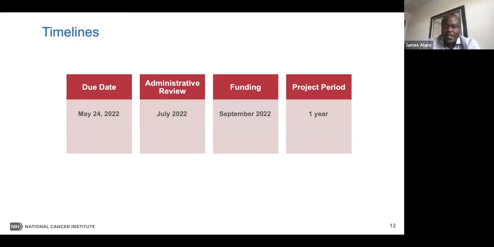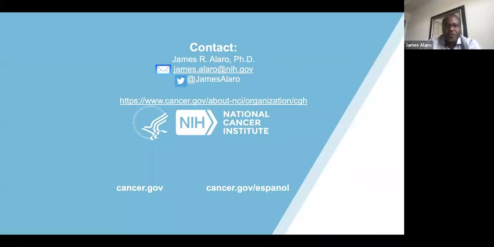I put here generally the timeline. The applications for this grant are due on May 24th. We expect that we will do the administrative review, again, this will be internal by NCI program directors, between July or August of this year. And hopefully we get them funded by end of September. Again, like I said, the project period is 1 year. So that is just quickly running through what the supplemental funding opportunity was.